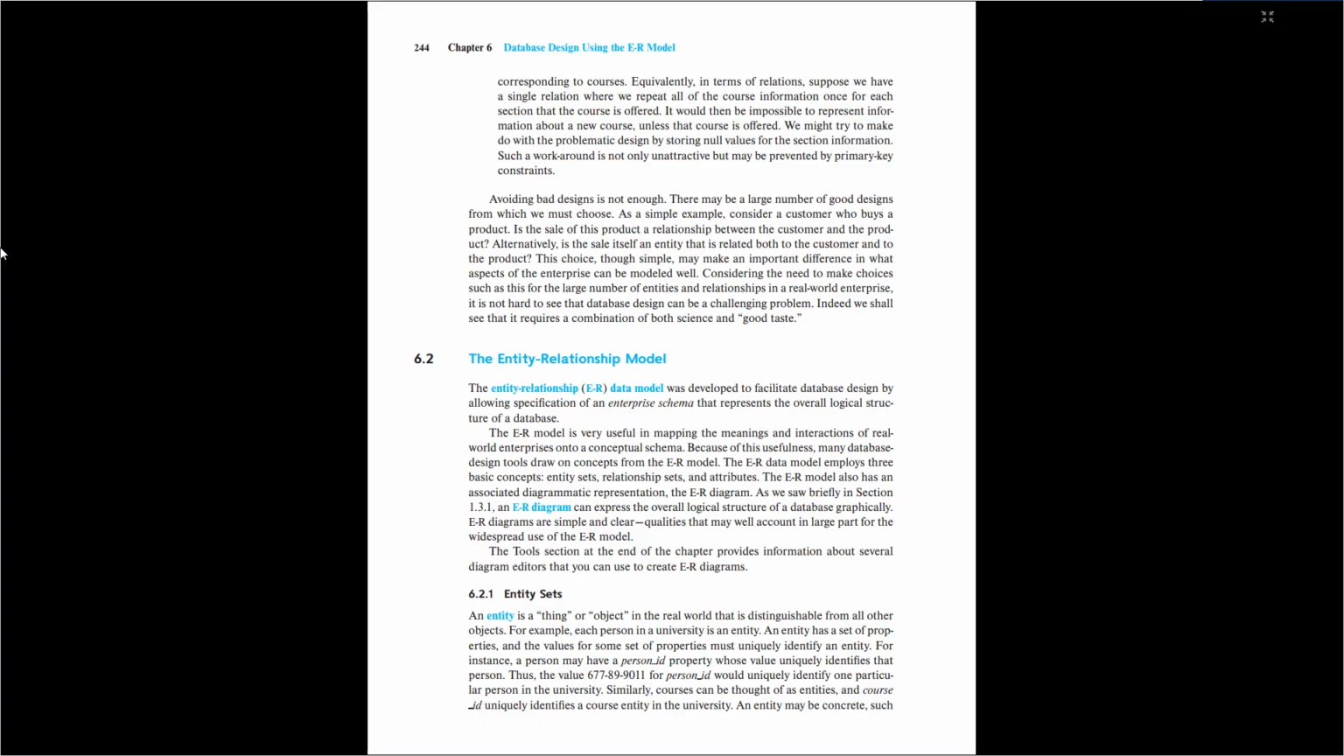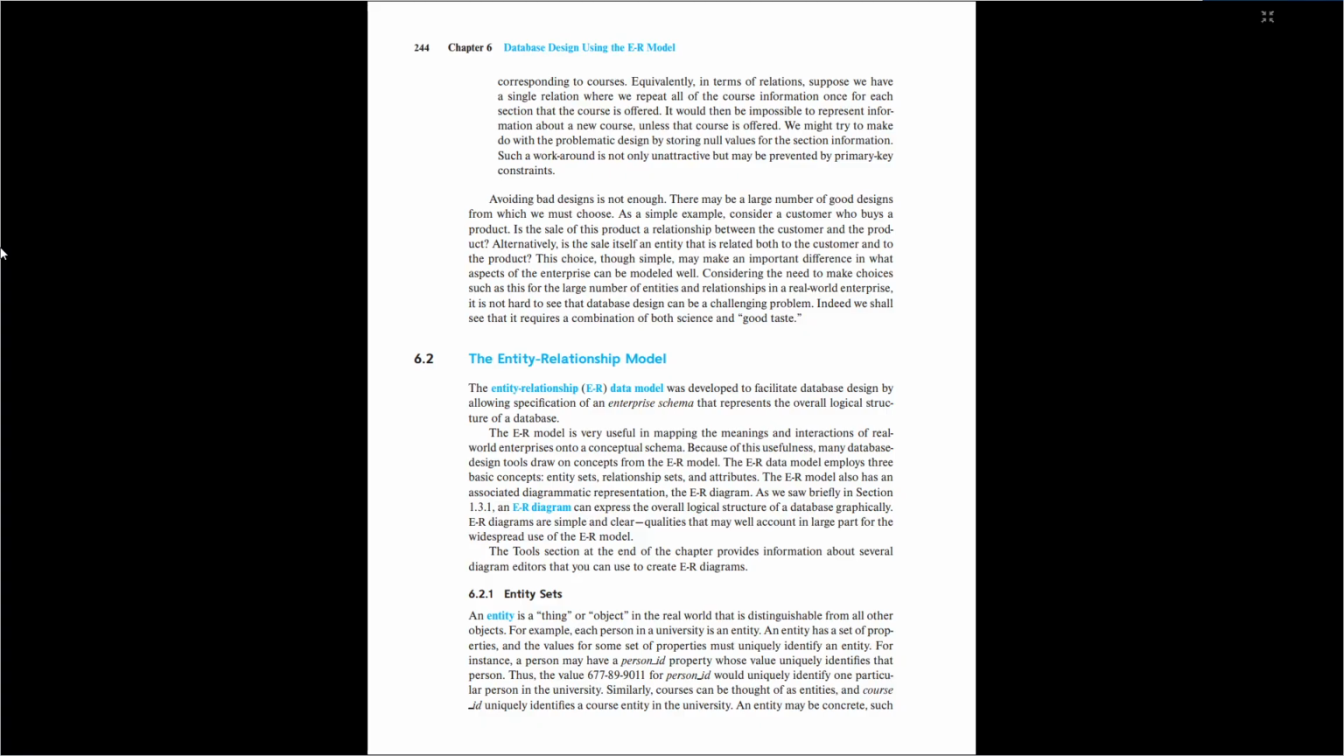We might try to make do with the problematic design by storing null values for the section information. Such a workaround is not only unattractive but may be prevented by primary key constraints. Avoiding bad designs is not enough. There may be a large number of good designs from which we must choose.